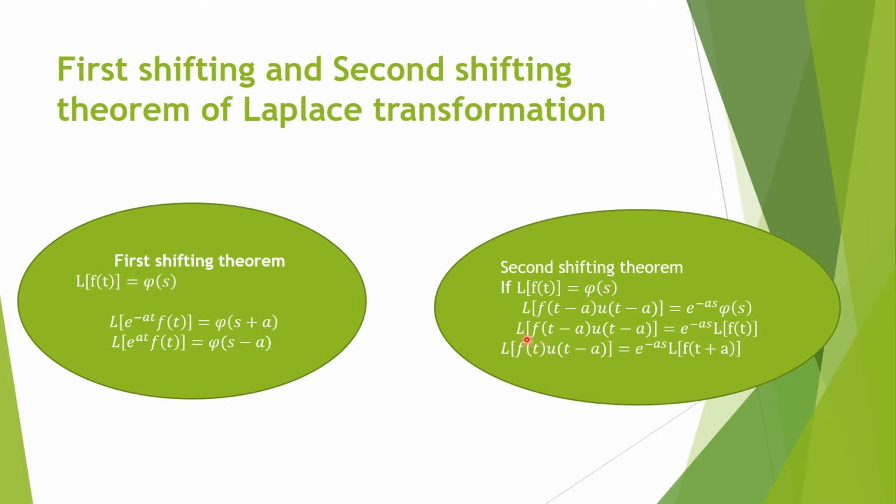Second shifting theorem: if Laplace transformation of function of t is phi of s, then Laplace transformation of f of t minus a, u of t minus a will be e raised to power minus as phi of s. You can also write this as the Laplace transformation of function of t. And one corollary is there: Laplace transformation of function of t u of t minus a will become e raised to power minus as Laplace transformation of f of t plus a.